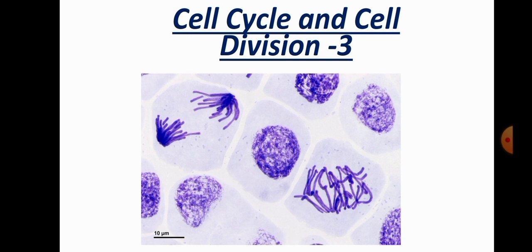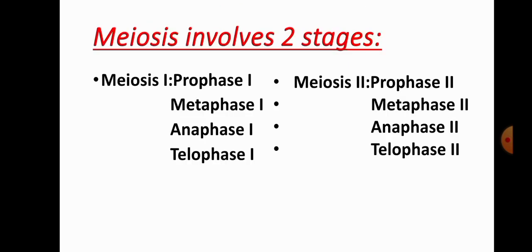Whereas in mitosis, we had seen it is an equational division because the parent cells as well as the daughter cells had the same number of chromosomes. So that's the difference between mitosis and meiosis. Now let's learn meiosis in detail. Meiosis involves two stages, that is meiosis 1 and meiosis 2, whereas in mitosis, we had only one stage.